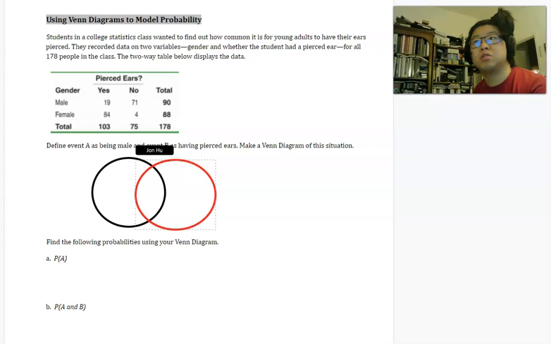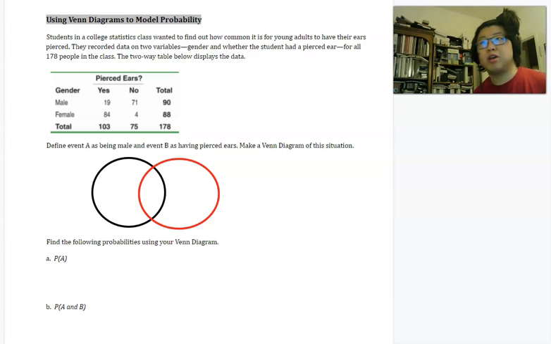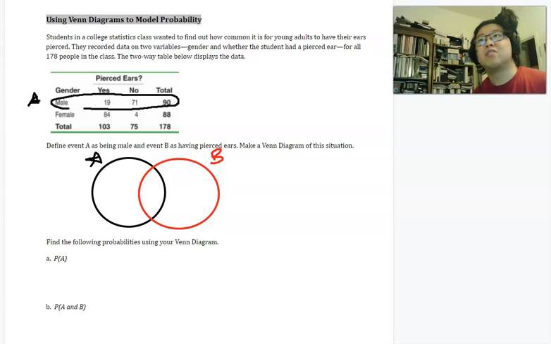So here are my events A and B. I'm just setting it up here so I can figure this out. We call this being male and having pierced ears. So here's my event A: I'm a male. And here's my event B: I have pierced ears.